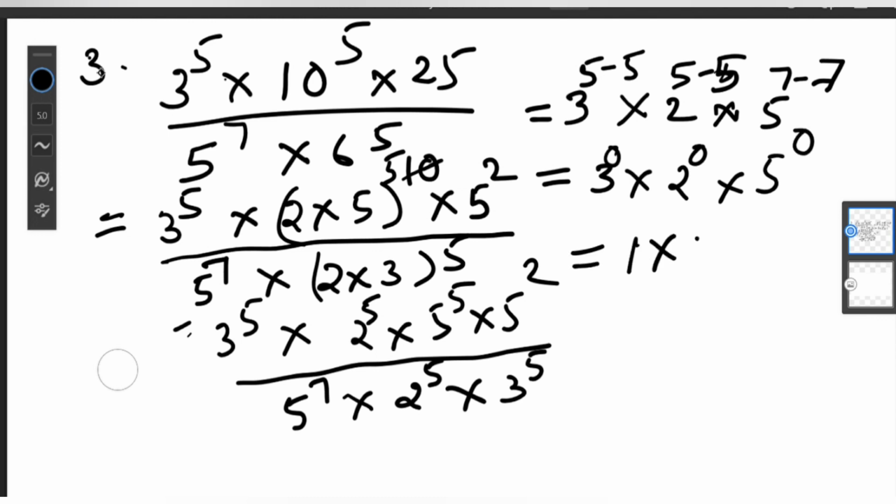Summarizing: 3 to the power 5 minus 5, 0, into 2 to the power 5 minus 5, 0, into 5 to the power 7 minus 7, 0. So what are we getting? 3 to the power 0 is 1, into 2 to the power 0 is 1, into 5 to the power 0 is 1. That's equal to 1 multiplied by 1 into 1, is equal to 1.